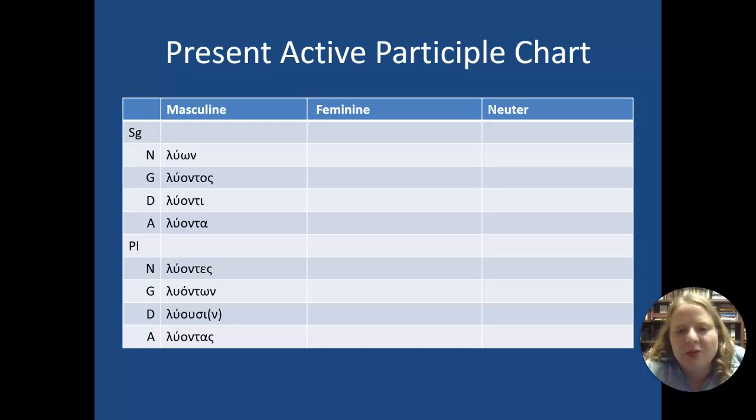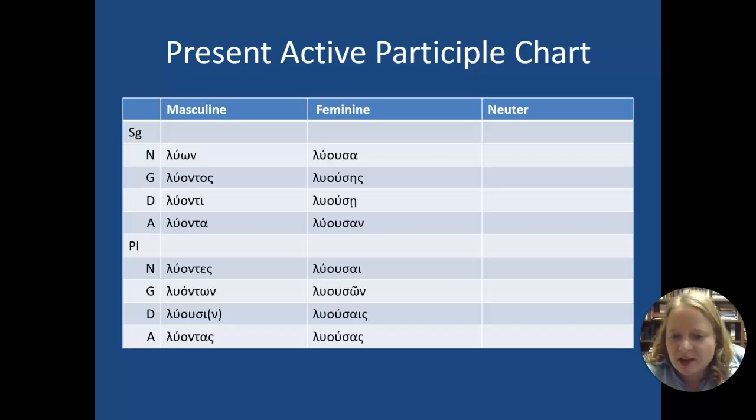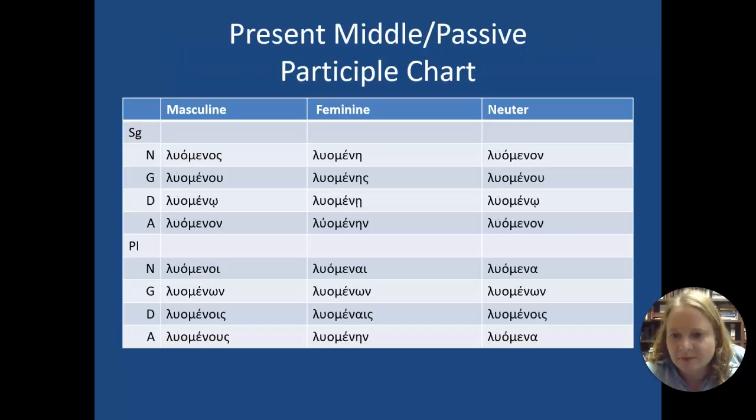The dative plural is always a little bit weird. The feminine ones have this as kind of their ending, luusa, and then they follow this pattern, which was the first declension nouns, the mixed ones. Luusa, luuses, luuse, luusan, luusai, luuson, luusais, luusas. The neuter ones have luon, and then nominative and accusative are always the same. So luontos, luonti, luon. Same thing in the plural: luonta, luonton, luusin, luonta.